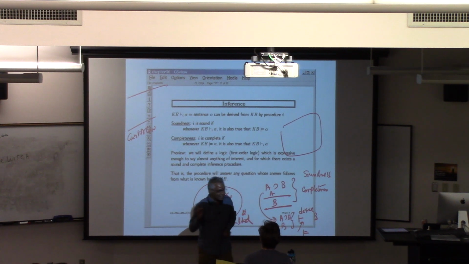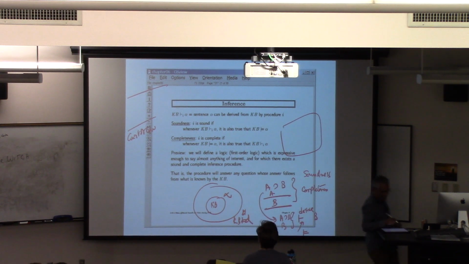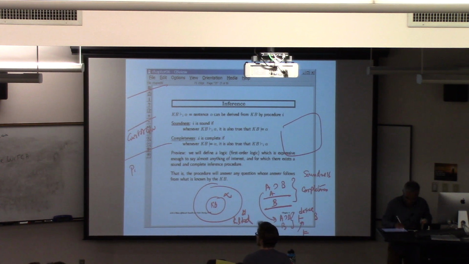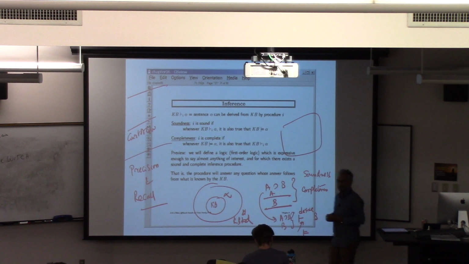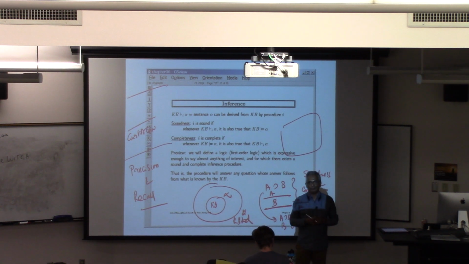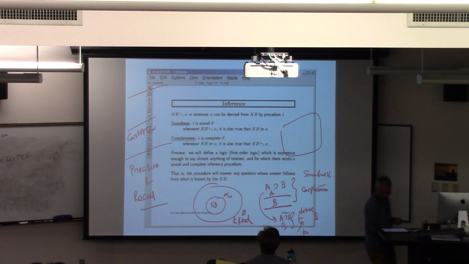There is another set of words that some of you know, which is precision and recall. Same idea. Precision is essentially connected to soundness. Recall is connected to completeness. And complete and sound means precision 1, recall 1. Keep that in mind.